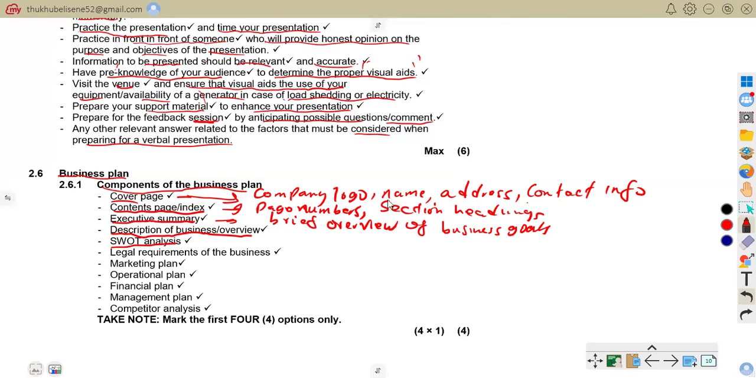So with strength, we're talking about unique product or skilled employee internally, because you know strengths are found internally, as well as weakness. So weakness, you're talking about limited resources, new market. If there is a new market, it's going to challenge you. If you have limited resources as well, that is a weakness in the business.